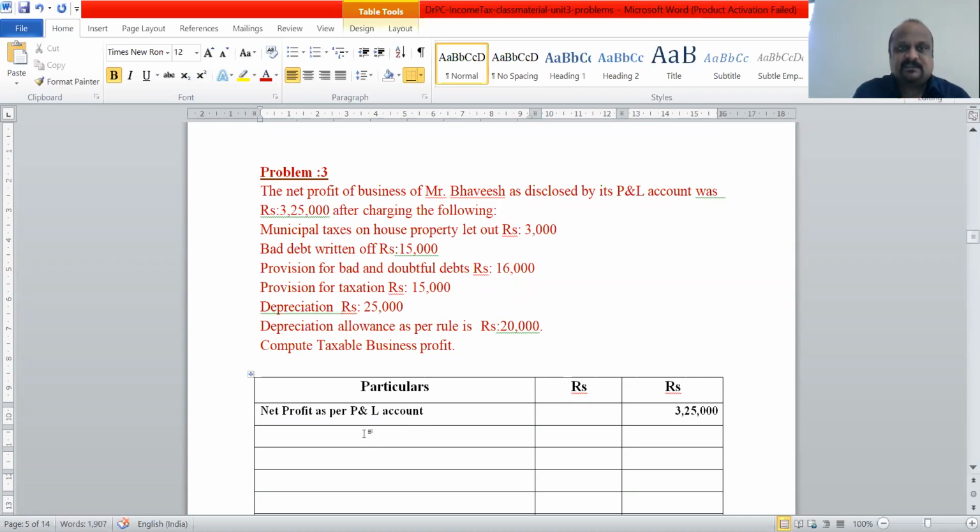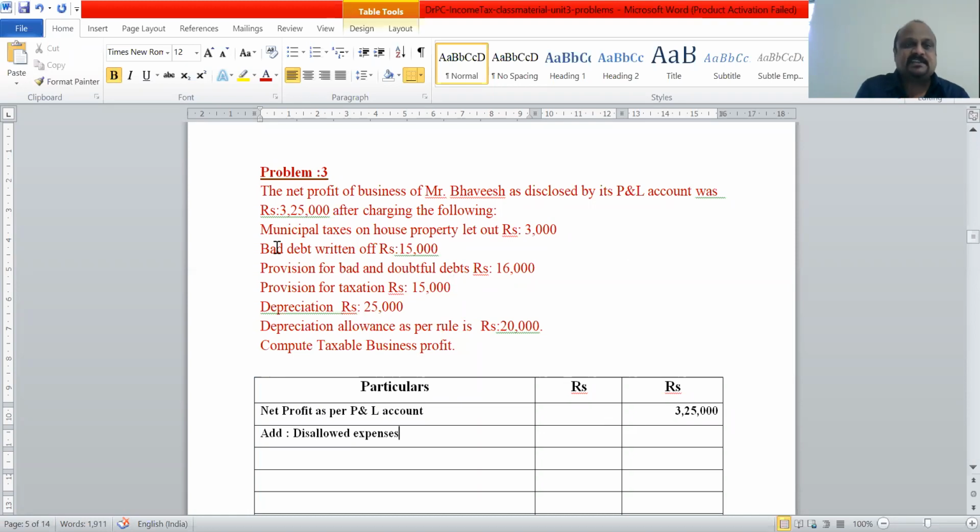For this kind of problems, the main thing is we have to first identify what net profit is given, and we have to add back disallowed expenses. We have to find out of all these, which allowances or which expenses are not allowed as per the Income Tax Act.